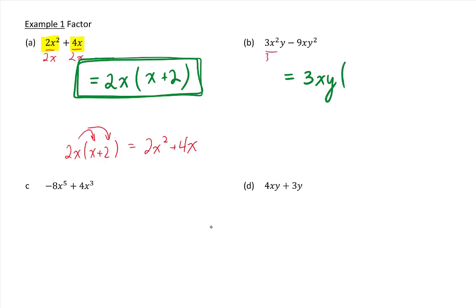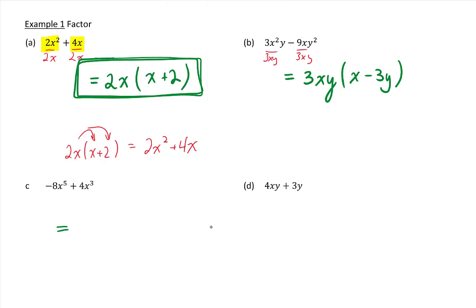If we think about division, we're going to divide these both by 3xy. 3 divided by 3 is 1. x squared divided by x leaves me with an x, and y divided by y is 1, so we're just left with x. 9 divided by 3 is 3, so we have minus 3. x divided by x is 1, and y squared divided by y is y. So we end up with 3xy times x minus 3y. Again, if you want to expand that, you'll get back to the original expression. Let's look at the next one.